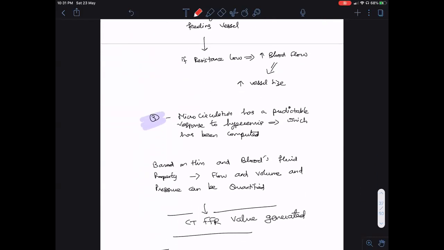The third assumption is, again, based on doing FFR and CT on a large number of patients, normal patients and patients with lesions. It has been found that the microcirculation has a very predictable response to hyperemia by either adenosine or what have you. So this predictable hyperemic response has been calculated from data sets and computed.